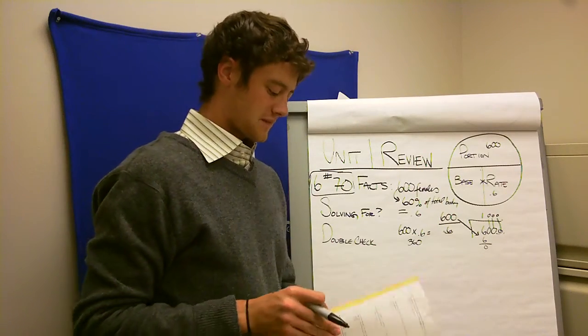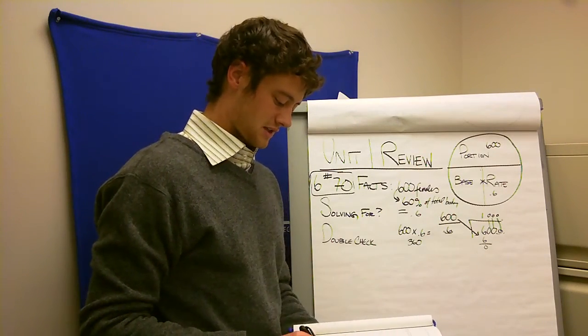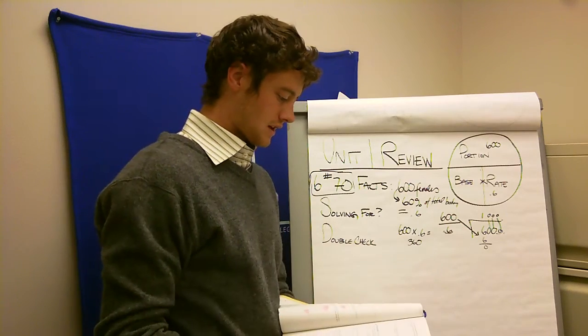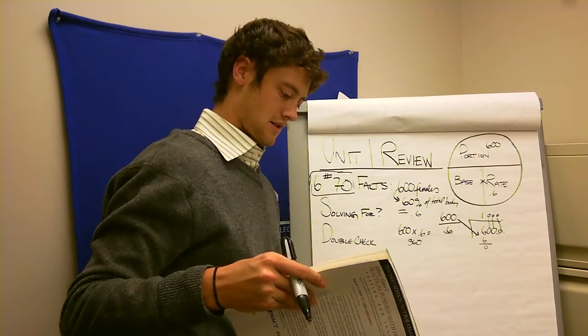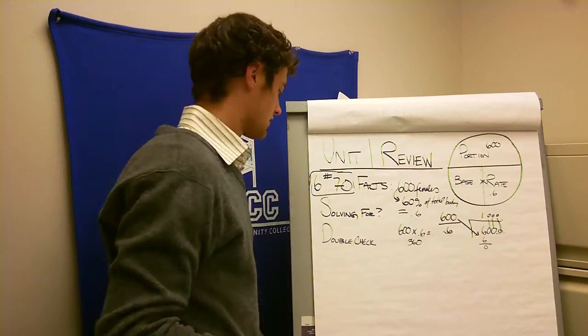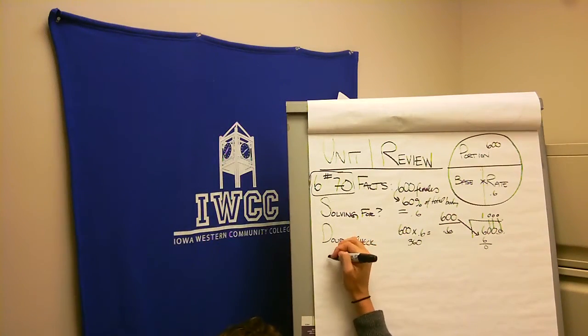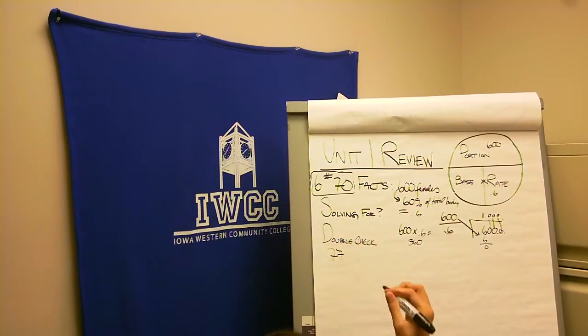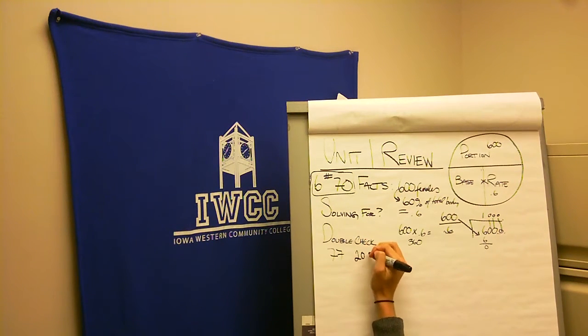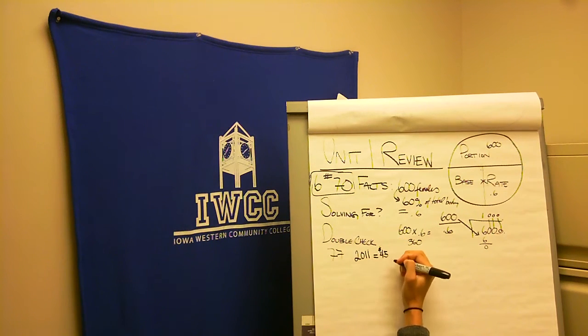Let's try another one. Practice, practice, practice is the best way to help it. Let's look at, how about 77? Let's look at 77. So number 77 says, in 2010, or 2011 actually, Jim Goodman earned $45,900.